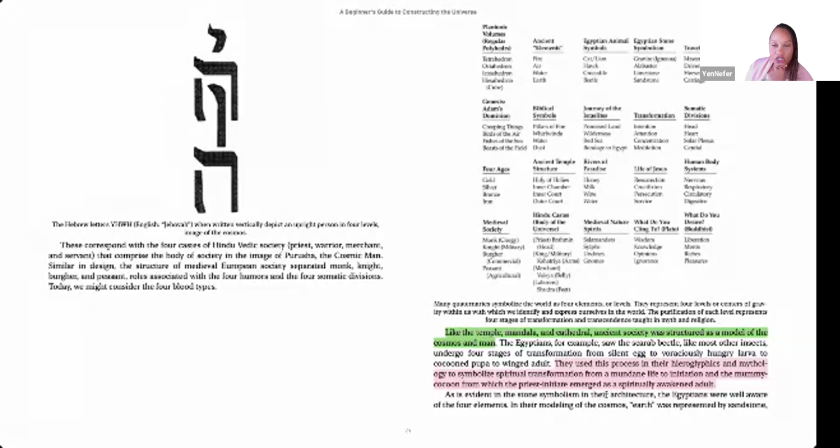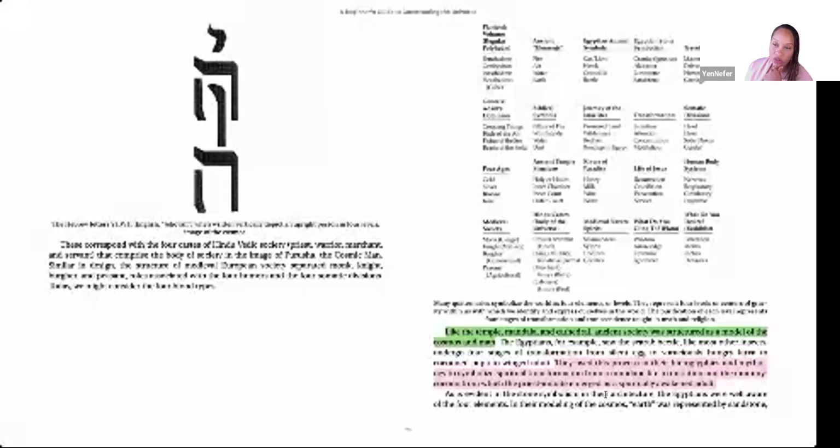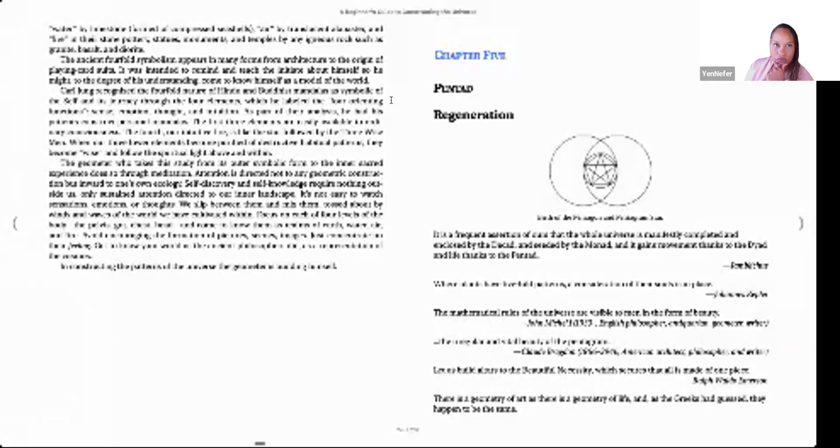As is evident in the stone symbolism in their architecture, the Egyptians were well aware of the four elements. In their modeling of the cosmos, Earth was represented by sandstone, water by limestone, air by translucent alabaster, and fire in their stone pottery, statues, monuments, and temples by an igneous rock such as granite, basalt, and diorite. The ancient fourfold symbolism appears in many forms, from architecture to the origin of playing card suits.